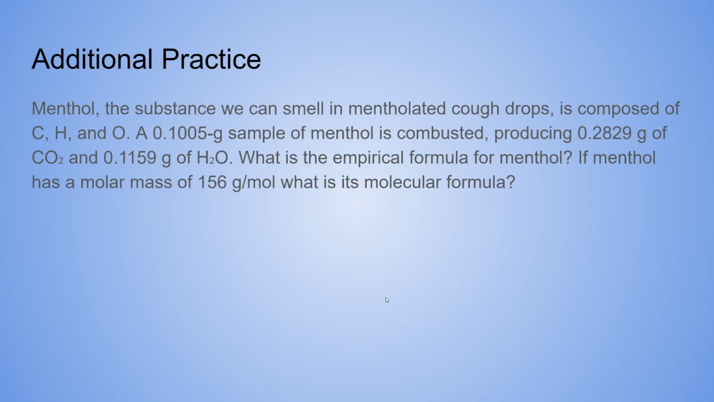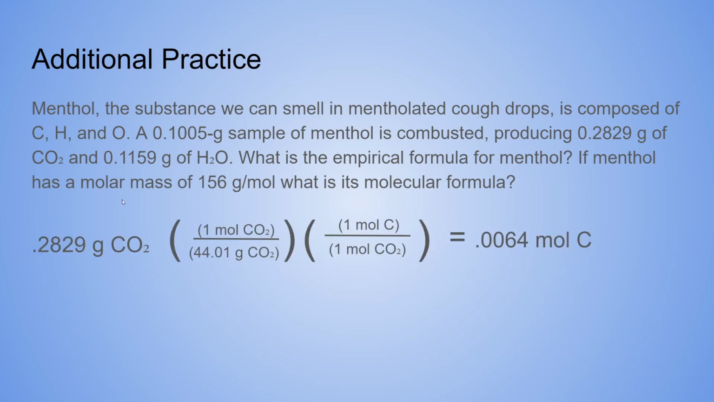Menthol, the substance we can smell in menthylated cough drops, is composed of C, H, and O. A 0.1005 gram sample of menthol is combusted, producing 0.2829 grams of carbon dioxide and 0.1159 grams of H2O. What is the empirical formula for menthol? And if menthol has a molar mass of 156 grams per mole, what is its molecular formula? So pause the video here and solve it, and I'll go through how to solve it after that.